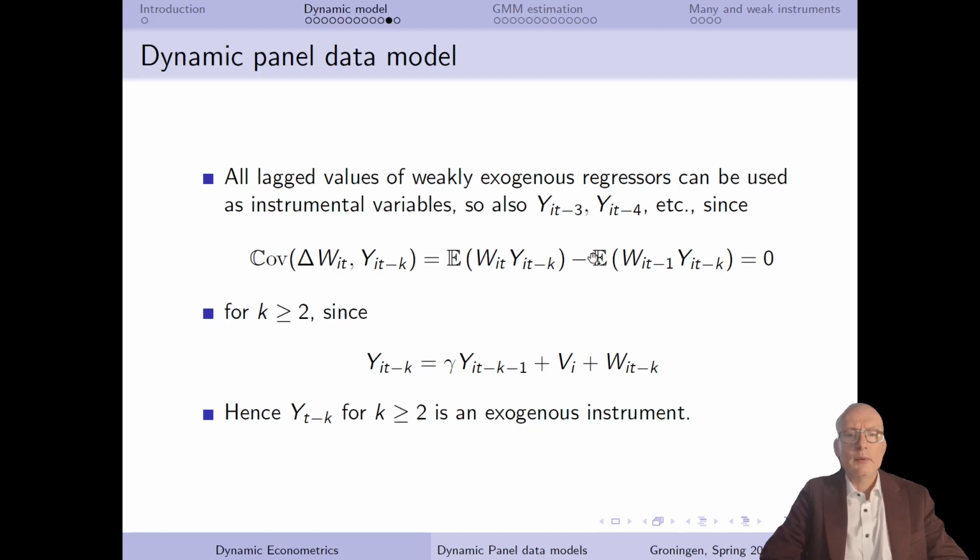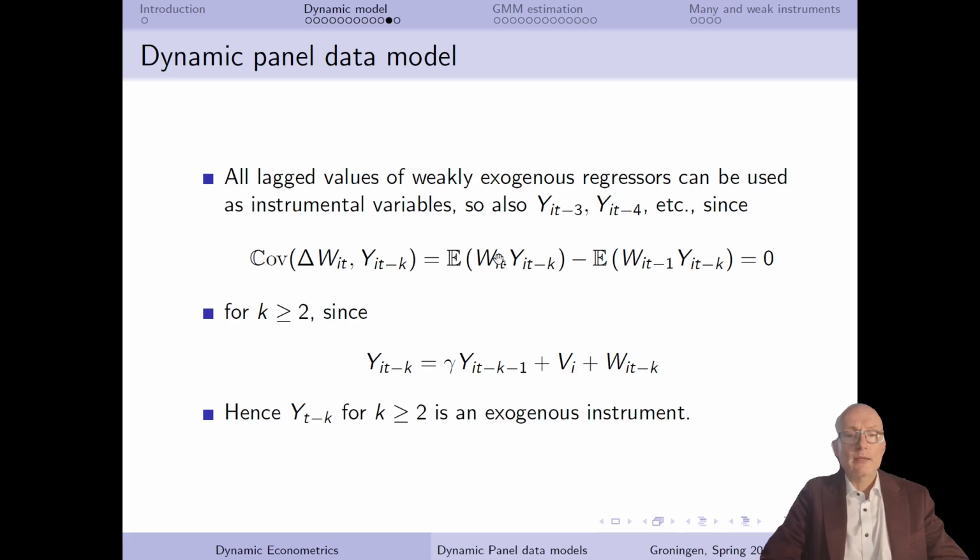And we can directly realize that this must be equal to 0, for the simple reason that, first of all, look at w_it. When is w_it uncorrelated to y_{it-k}? Take into account that y_{it-k} is equal to γ y_{it-k-1} + v_i + w_{it-k}.